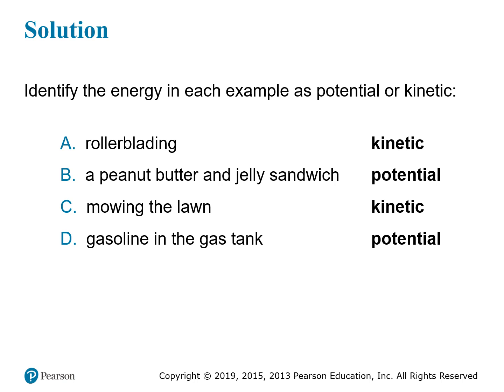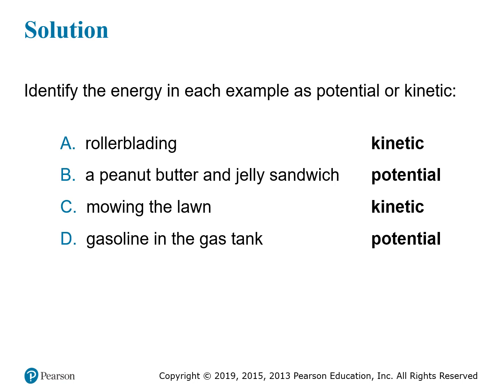So a person rollerblading has kinetic energy because they're moving, but they also have some potential energy relative to the center of the Earth, say. A peanut butter and jelly sandwich we think of as having potential energy, but it also has a lot of kinetic energy because at a microscopic level, all of the molecules in the sandwich are vibrating and moving around quite a bit. So it also has kinetic energy.